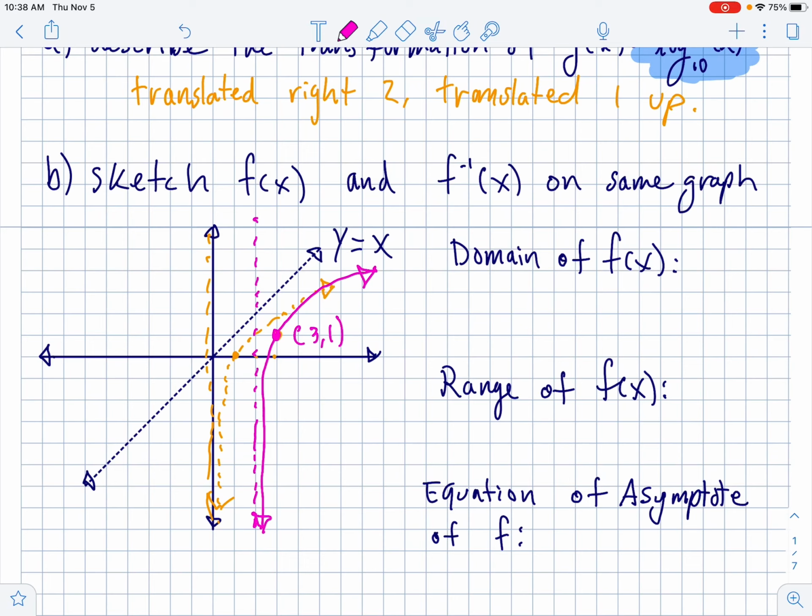Because normally it would be 1, 0, and it went to the right 2 and up 1. So 2, 3. Yep, that works. Now we also had, so that's mole man. That's f of x. But then we have to sketch the inverse of that.